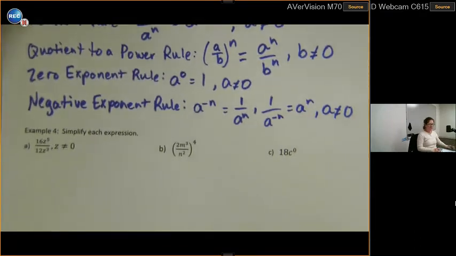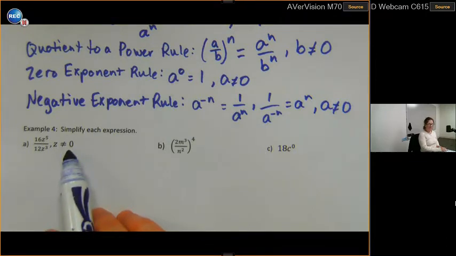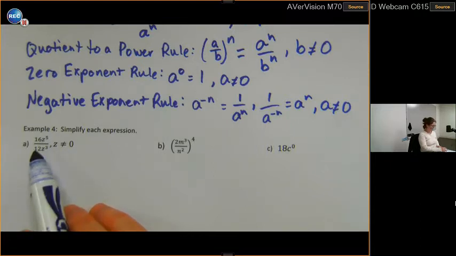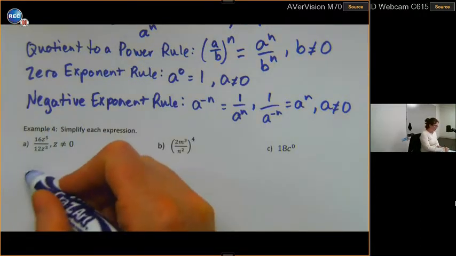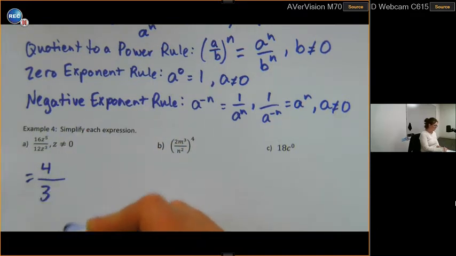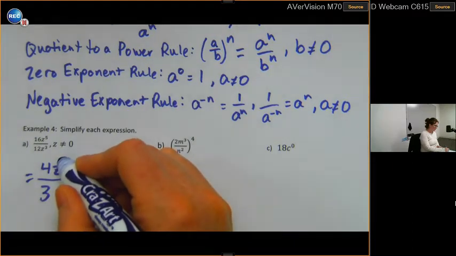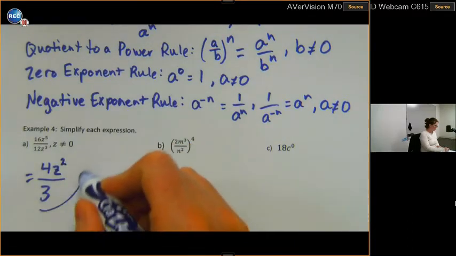To simplify some examples, letter A has this z cannot equal 0 piece. That's just there to remind you. You don't have to do anything with it. Simplifying the fraction itself, 16 over 12 is 4 over 3. With the z's, I'm going to subtract the exponents to get z squared.